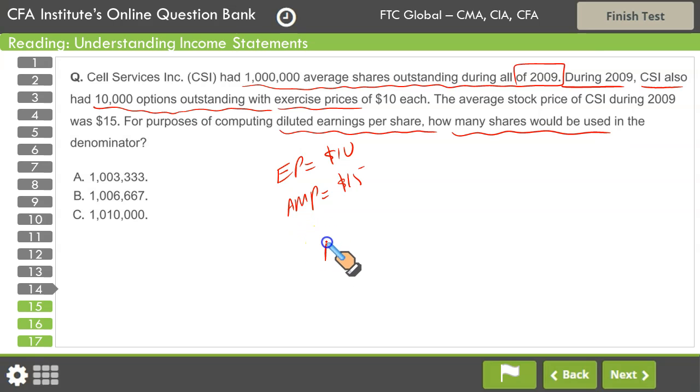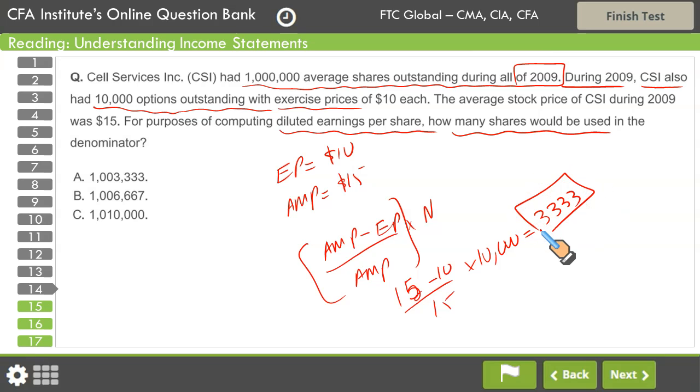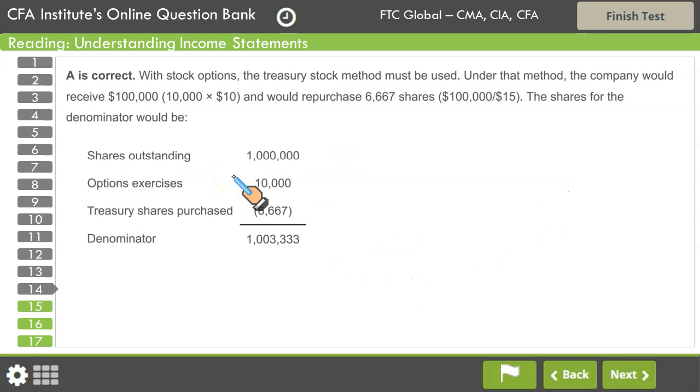I gave you a formula: average market price minus exercise price upon average market price, multiplied by the number of shares that can be obtained by exercising the options. So just plug in the numbers. That is 15 minus 10 upon 15 times 10,000, and it would result in 5 by 15, that's 1/3. 1/3 of 10,000 is 3,333. So this is the addition to the denominator. Since 1 million shares are already there, 1 million plus 3,333 will give you 1,003,333, A being the correct option.